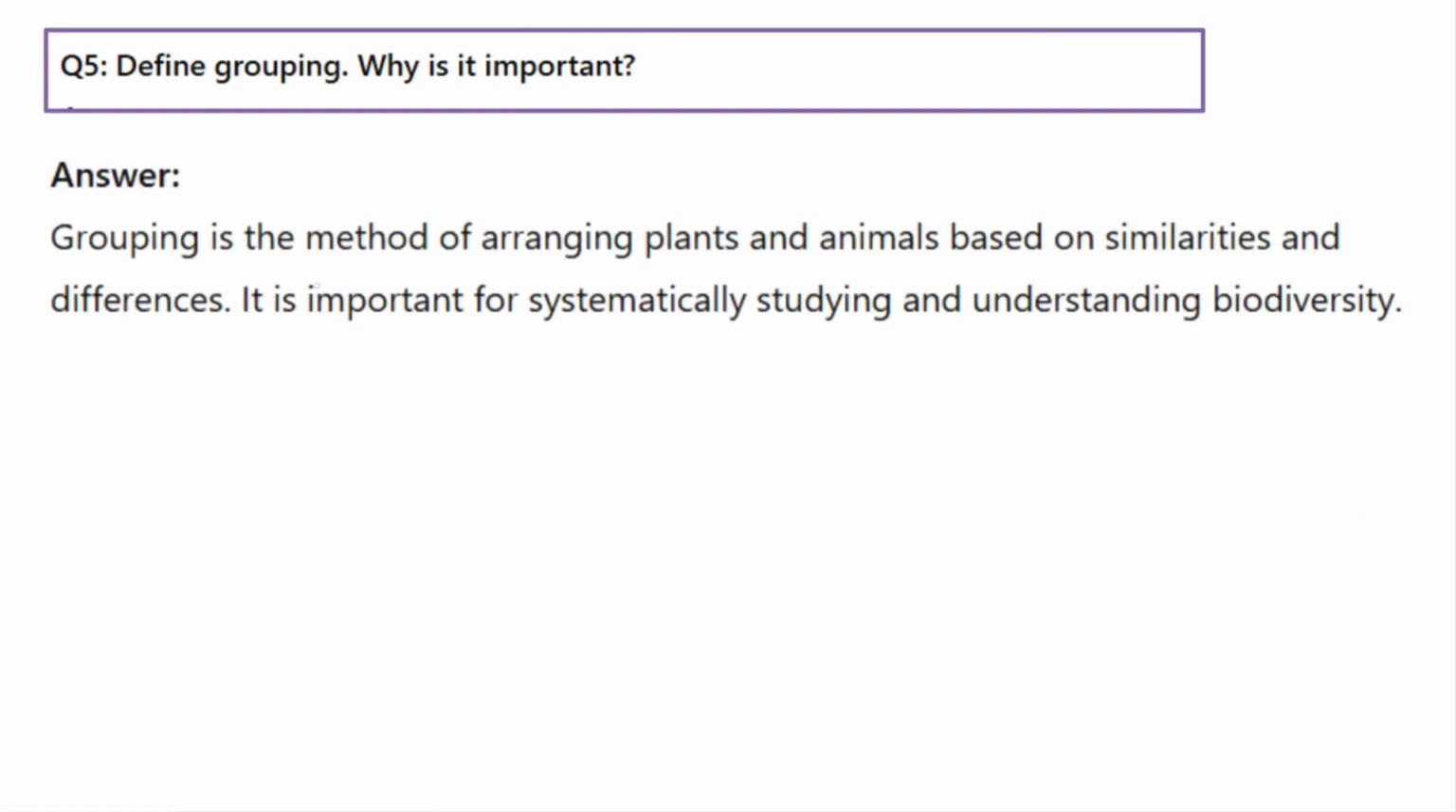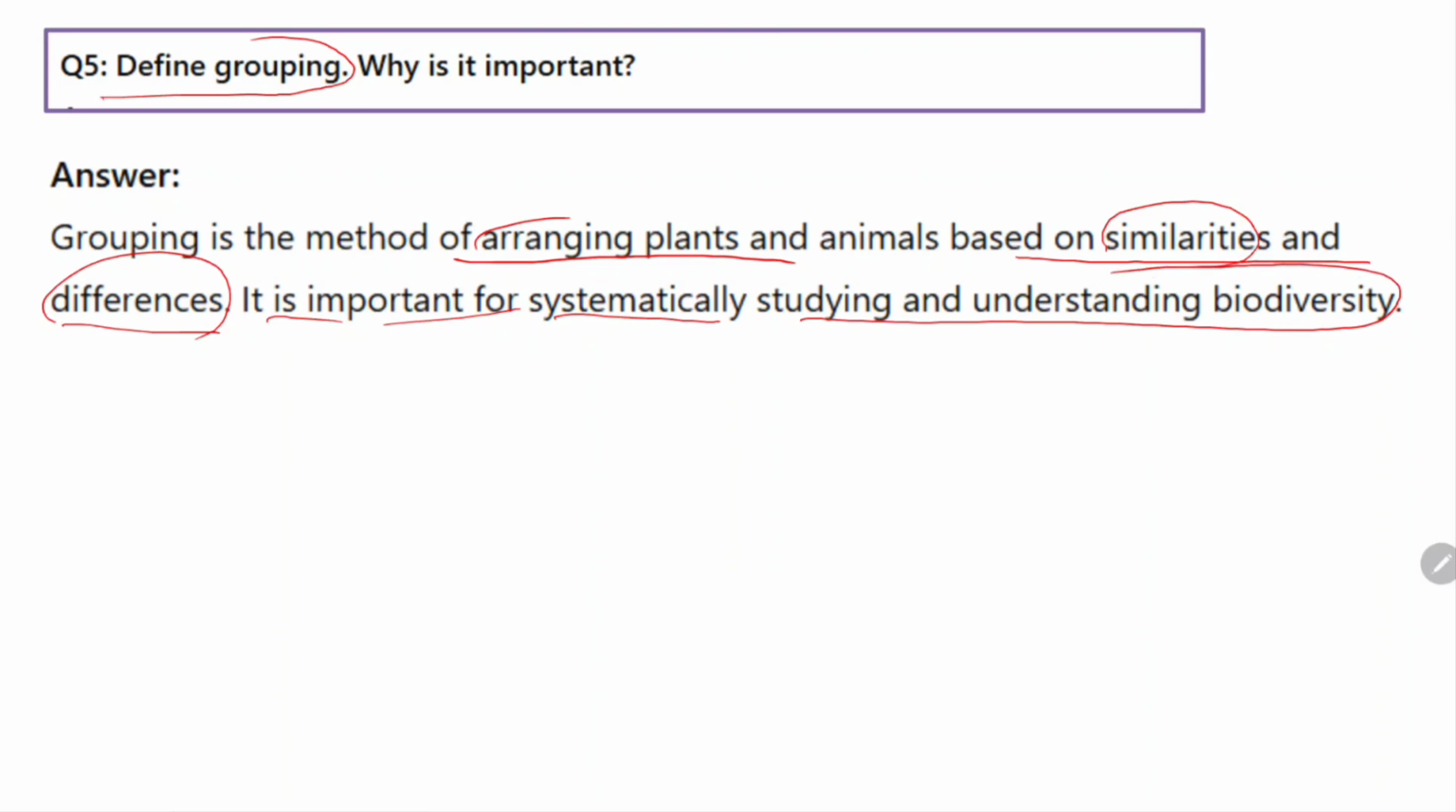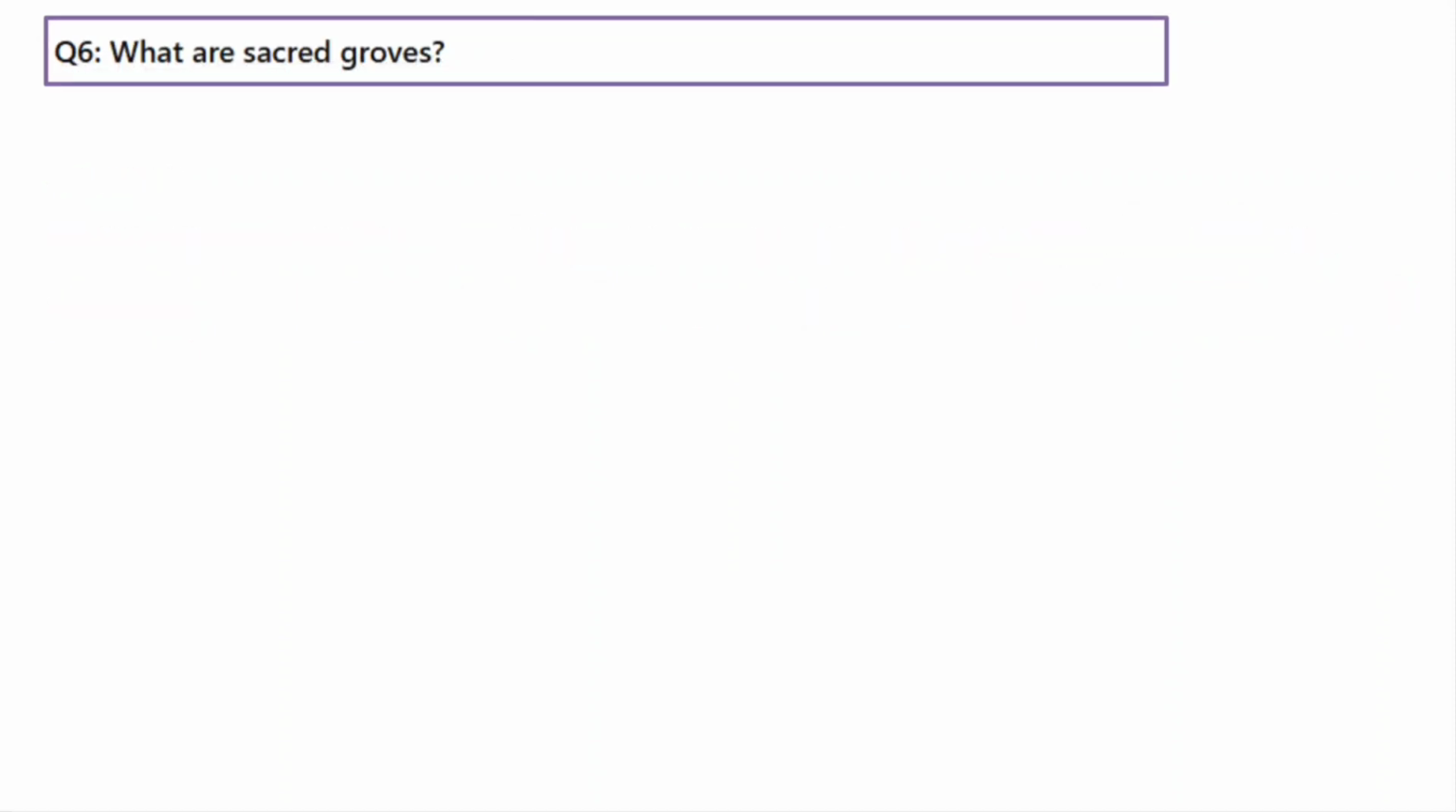Let us see. Grouping is the method of arranging plants and animals based on similarities and differences. This is the answer of this part. It is the method of arranging all the plants and animals based on their similarities and differences, so that we can easily study them systematically. So it is important for systematically studying and understanding biodiversity. It is necessary so that we can understand easily. So you can write like this. I hope you are understanding.